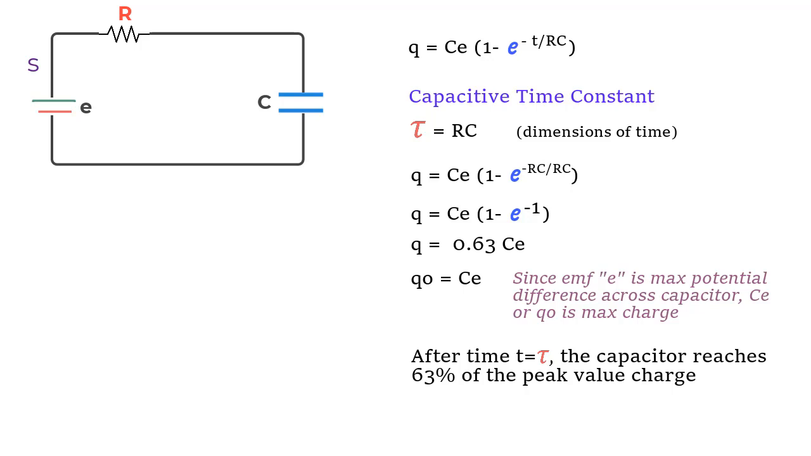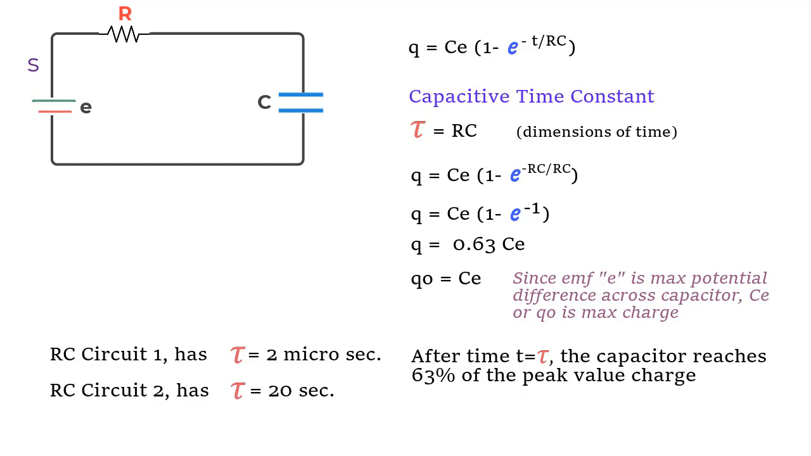So if you're told that the tau value for an RC circuit is 2 microseconds and that of another RC circuit is 20 seconds, you can easily conclude that this RC circuit would charge up the capacitor a lot faster. So you see, RC value is a measure of how fast a capacitor charges.